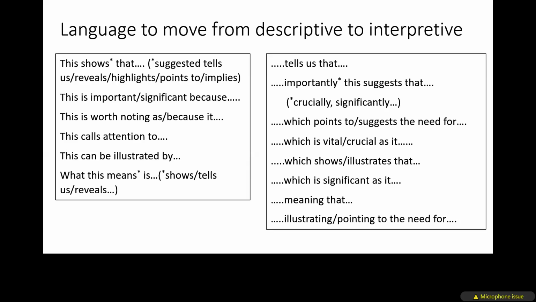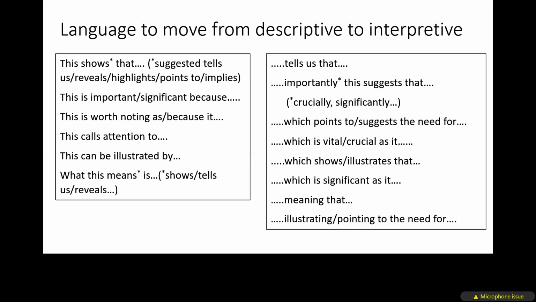Now, let us go through some of these examples that I've given here. There are two boxes here, right? Both boxes are the same, but whenever you want to move from descriptive to interpretive, you can make use of either of these boxes. The only difference is the first box is the start of a sentence, and the second is a connector. Now, just take some examples.